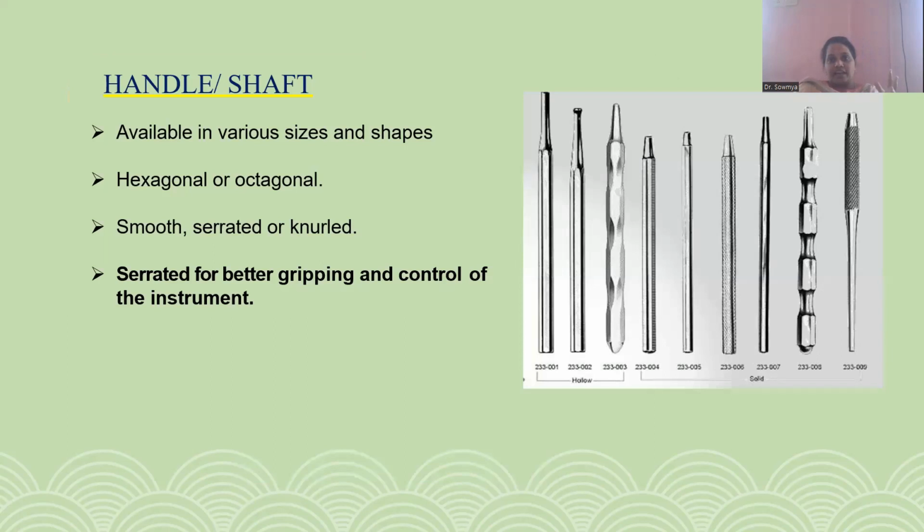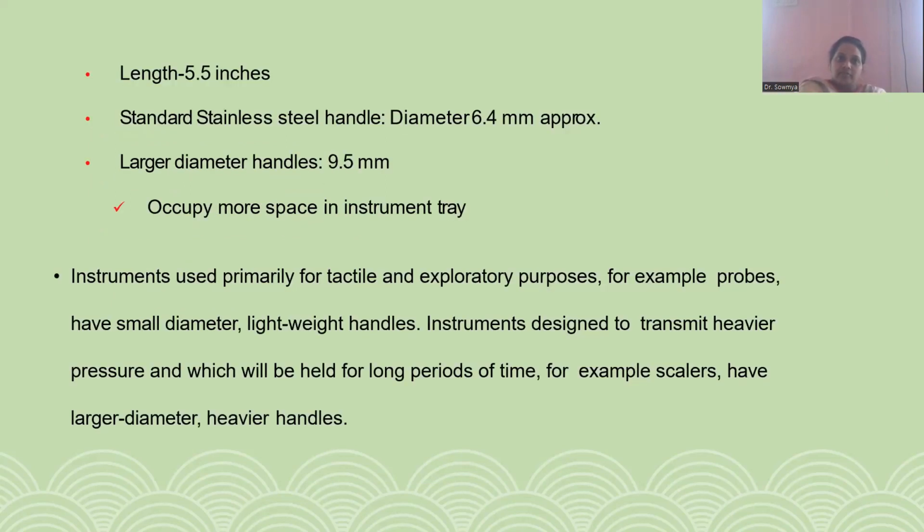Next, coming to types of handles or shafts, they are available in various sizes and shapes. They can be hexagonal or octagonal, smooth, serrated, or knurled. Serrated handles give better gripping and control of the hand instruments. Length is 5.5 inches. A standard stainless steel handle is usually of diameter 6.4 millimeters. Larger diameter handles are also available, up to 9.5 mm. They occupy more space in the instrumentarium.